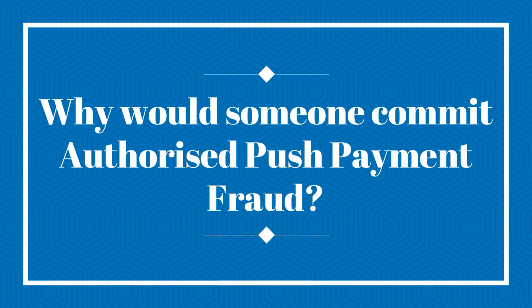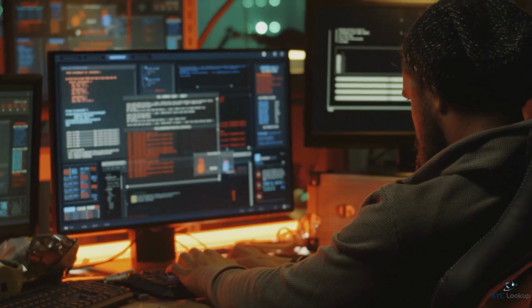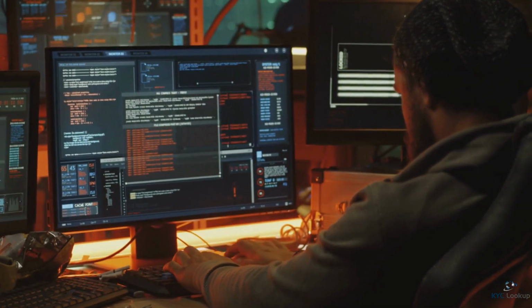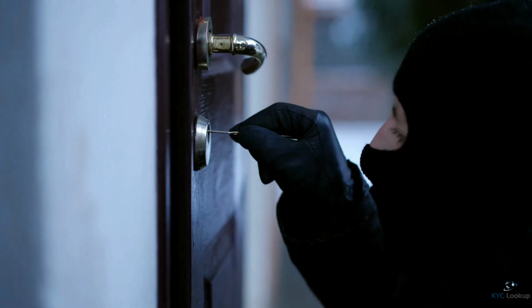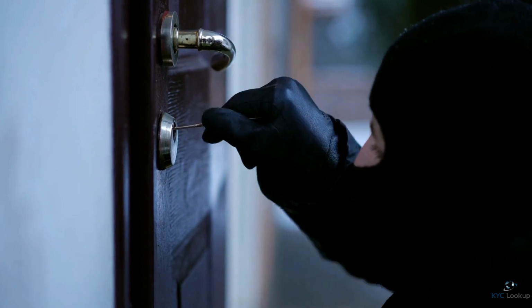Why would someone commit authorised push payment fraud? There are many reasons why someone might commit authorised push payment fraud. In general, fraudsters commit this type of fraud because it is a relatively easy way to obtain money without having to resort to physical theft or other criminal activities. Here are some possible motivations for committing APP fraud.